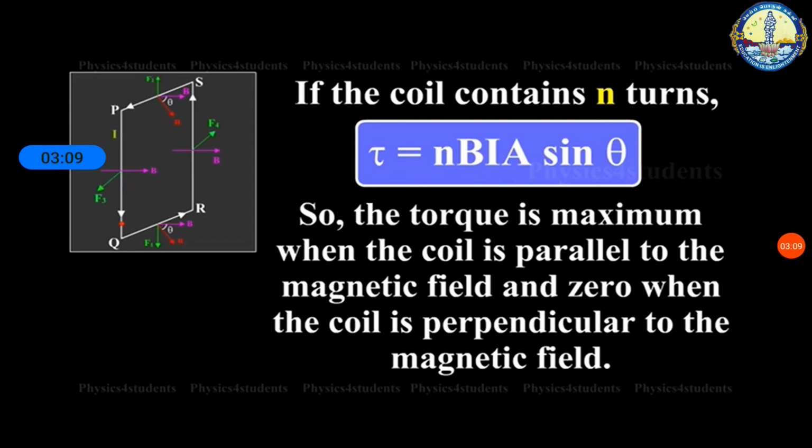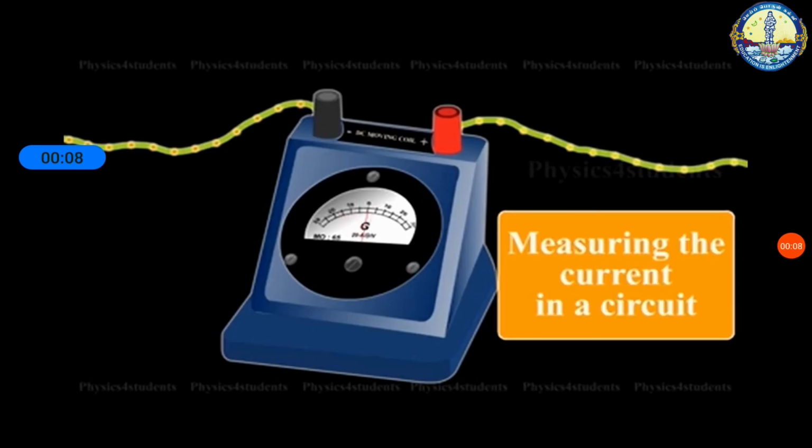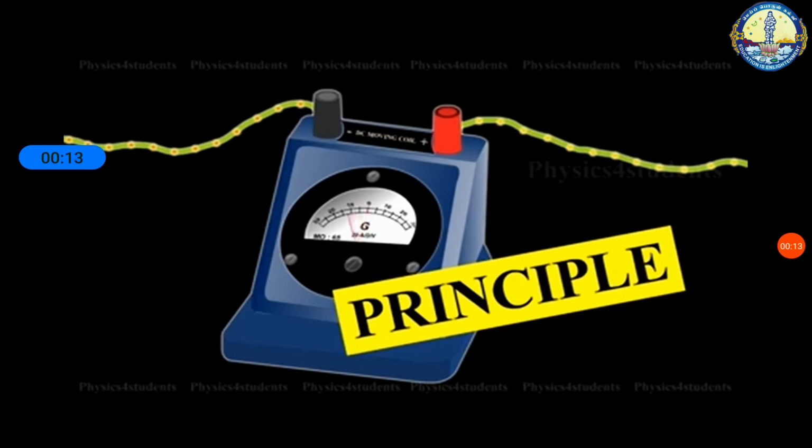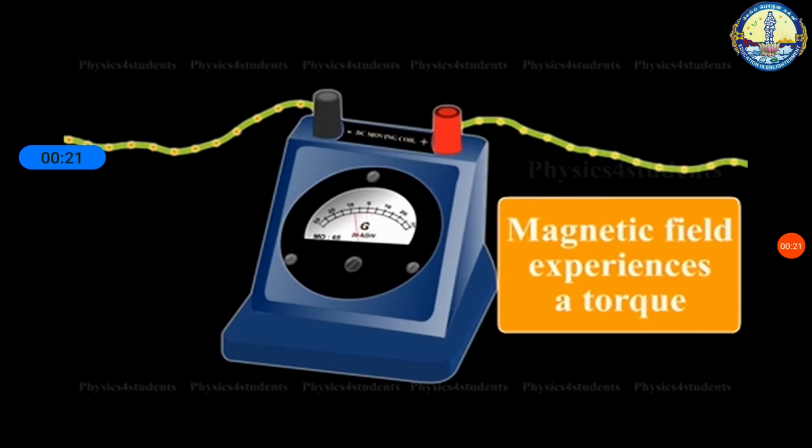So, the torque is maximum when the coil is parallel to the magnetic field and 0 when the coil is perpendicular to the magnetic field. Moving coil galvanometer. Moving coil galvanometer is a device used for measuring the current in a circuit. Principle. Moving coil galvanometer works on the principle that a current carrying coil placed in a magnetic field experiences a torque.